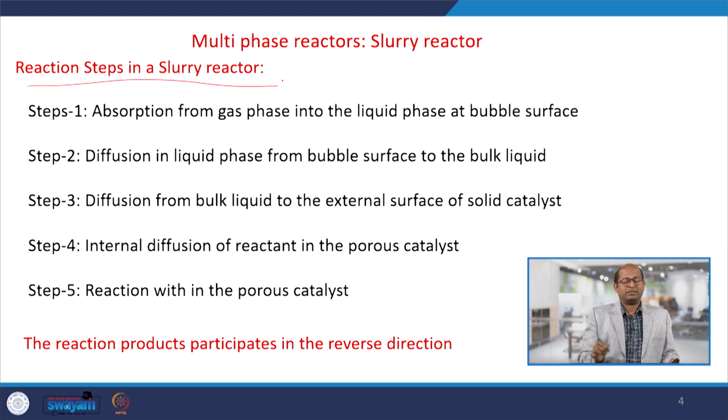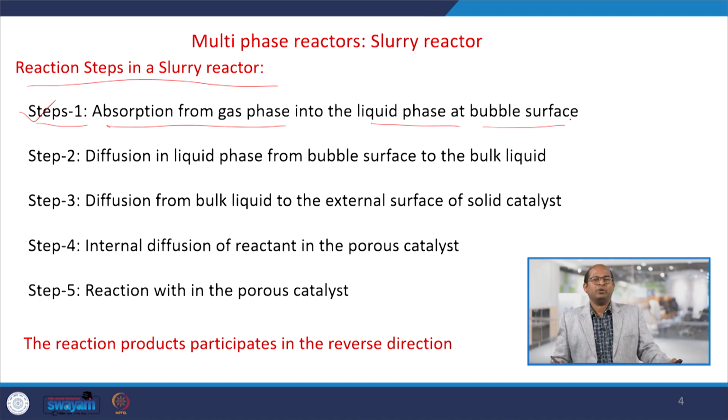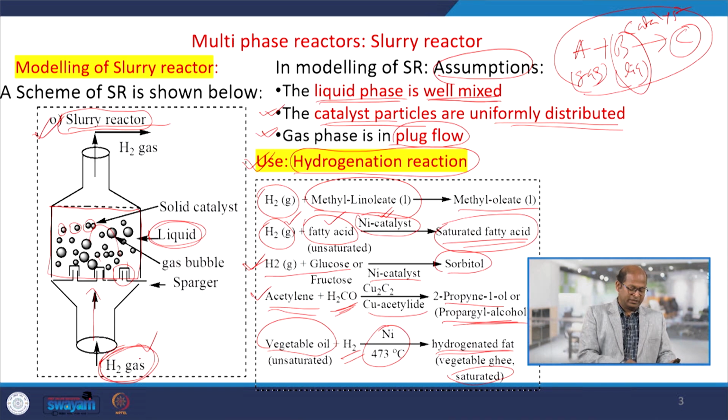For the reactions in slurry reactors, these are the steps when gas and liquid come in contact with the solid surface. At the beginning, step 1 is the absorption of the gas phase into the liquid phase at the bubble surface. When the gas enters the reactor through these spargers, it forms gas bubbles. Here is the gas bubble, you can see.